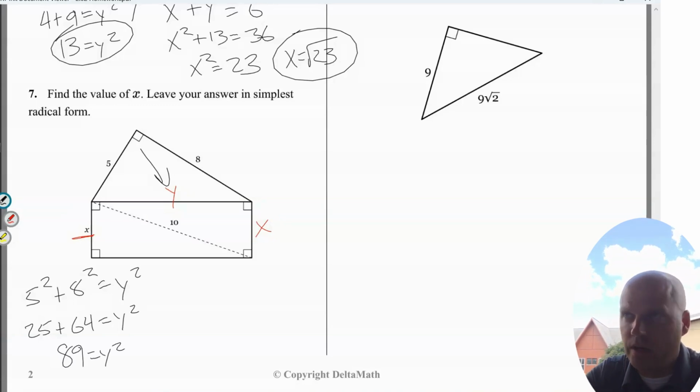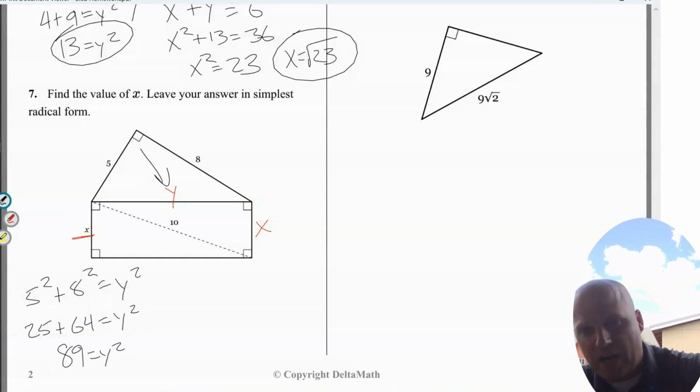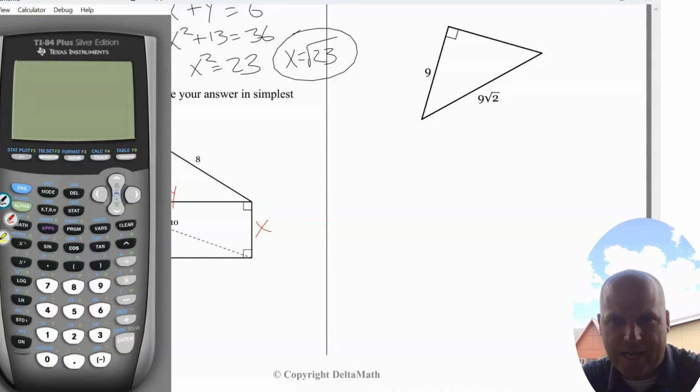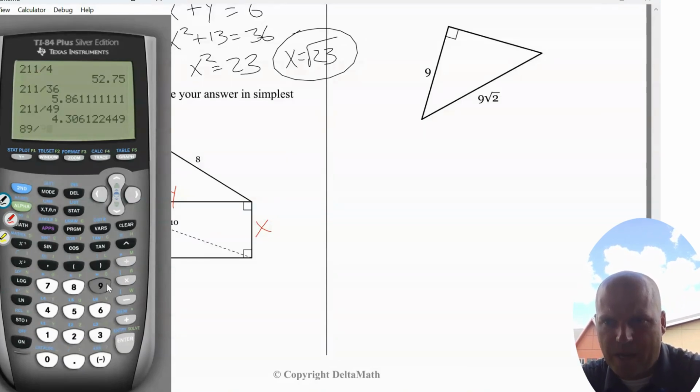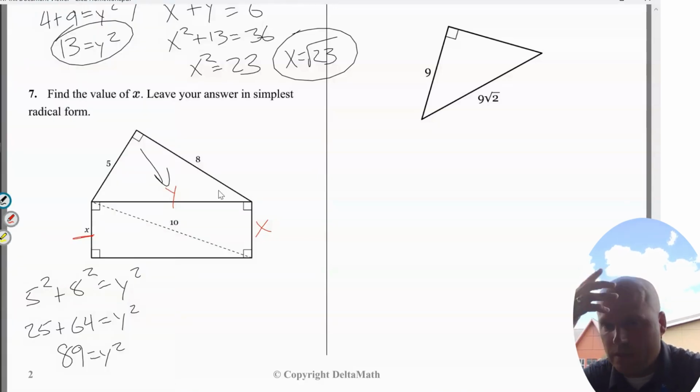89 equals Y squared. Now let's figure out, is there a nice perfect square that goes into 89? I actually don't think there is. So let's divide it by 9. No, it doesn't work. Let's divide it by 4. It doesn't work. Let's divide it by 16. It's not going to work. Let's divide it by 25. No. By 36. No. By 49. No. So we're good.